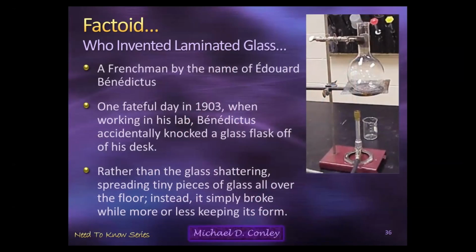Who invented laminated glass? A Frenchman by the name of Edouard Benedictus. One fateful day in 1903, when working in his lab, Benedictus accidentally knocked a glass flask off its desk. Rather than the glass shattering, spreading tiny pieces of glass all over the floor, instead it simply broke while more or less keeping its form.